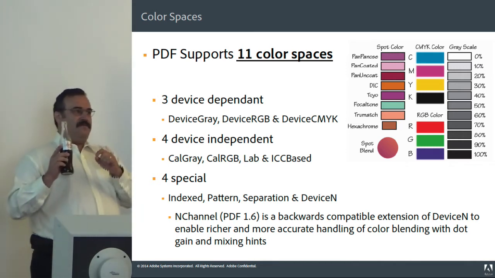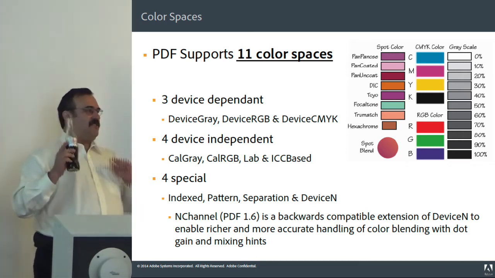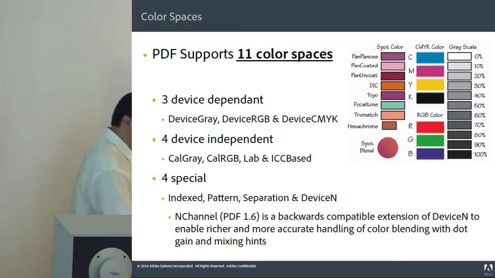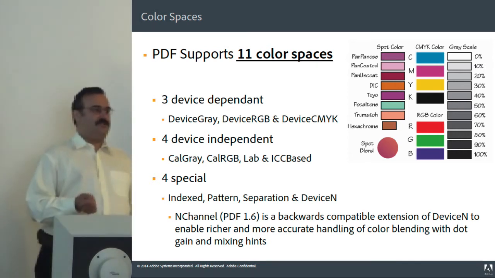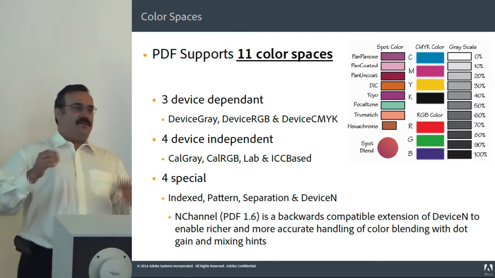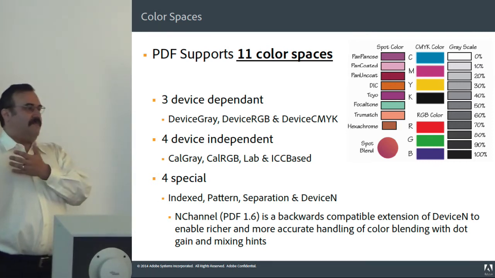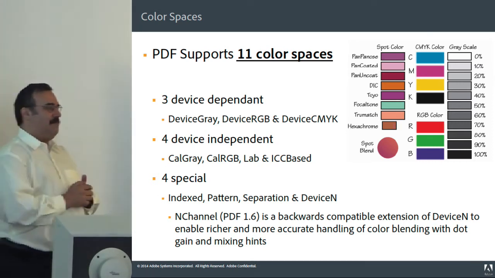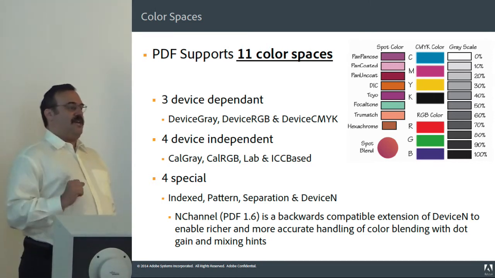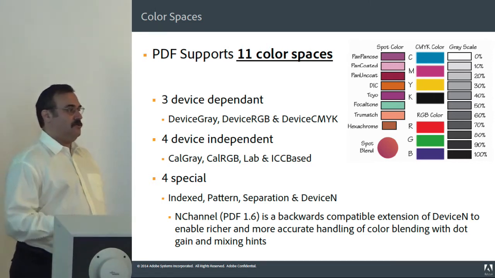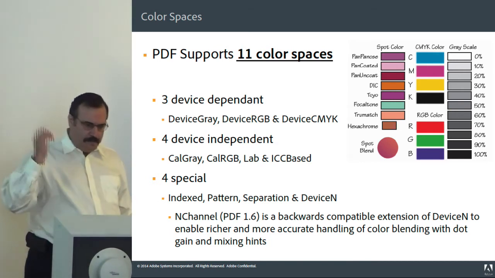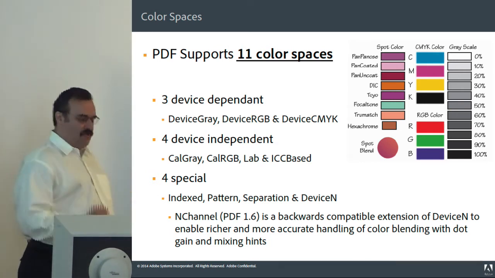There is a company that actually makes this ink specific for Coca-Cola. Okay, it's a special ink. It's only available in their printers. That's Coca-Cola Red. So you have to be able to represent that in a PDF. FedEx is another good example of this. Those are called separation colors in PDF, or spot colors in the real world, if you've heard that term. So 11 different ways to do color in PDF.